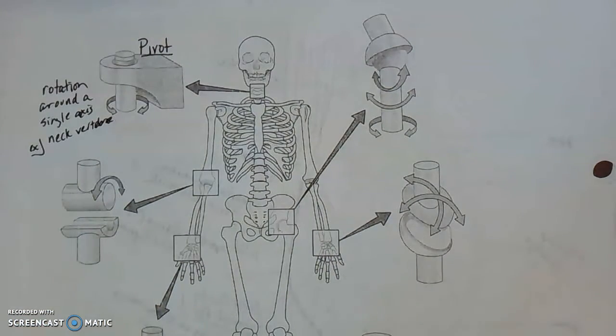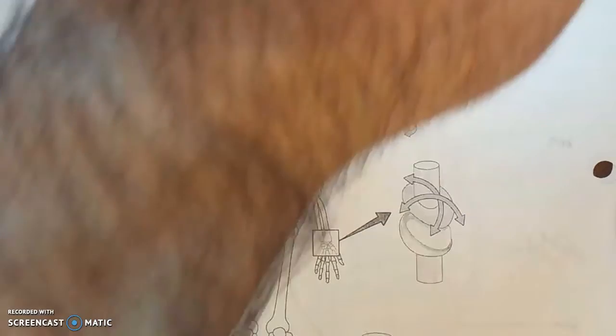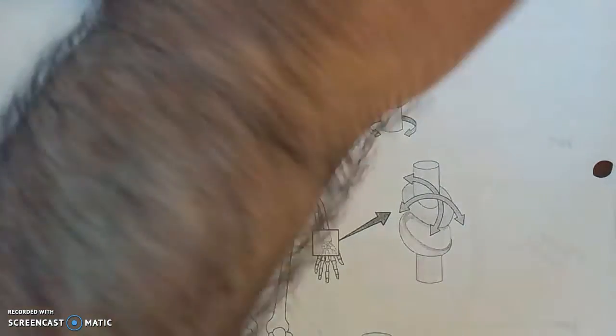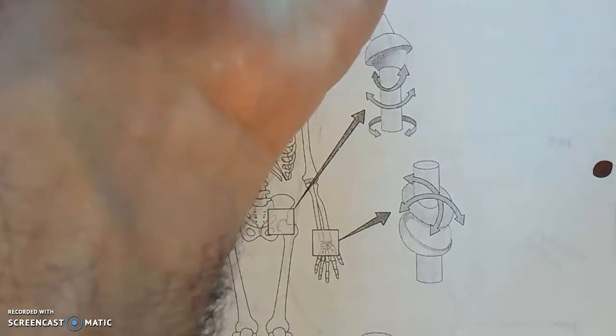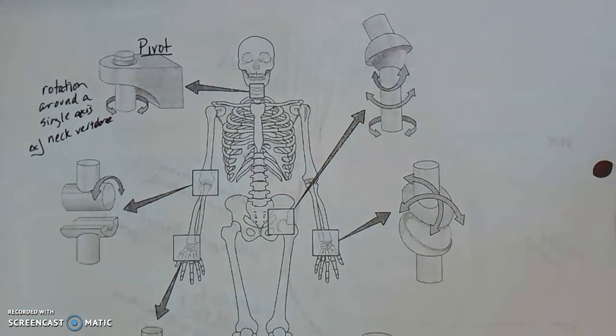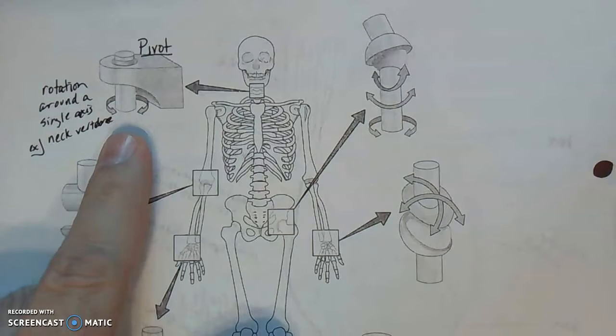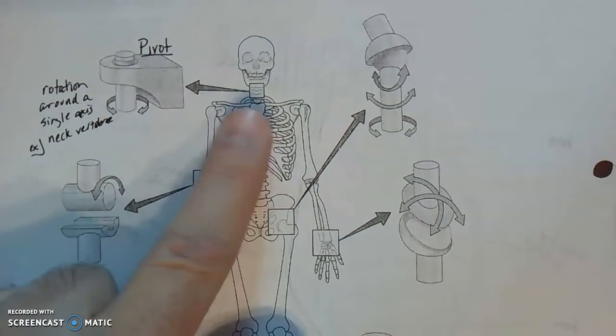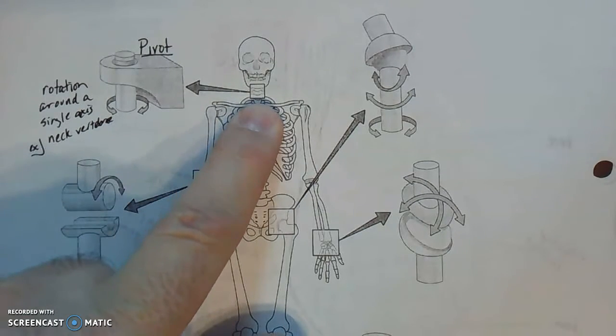We also have somewhat of a pivot between a radius and ulna, but it might not be the best example because if you remember when we turned our hand like this, it kind of pivots around there, but it's a modified pivot. So the best example of that would be with the neck vertebrae.